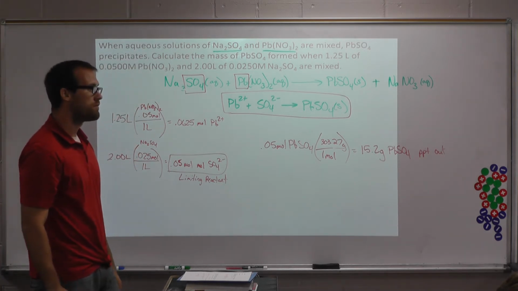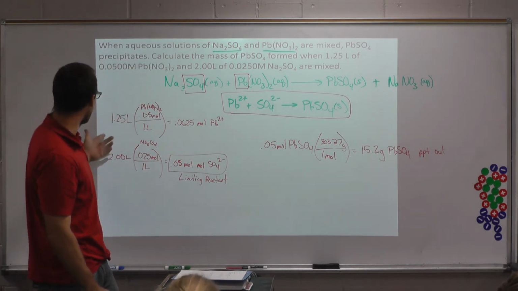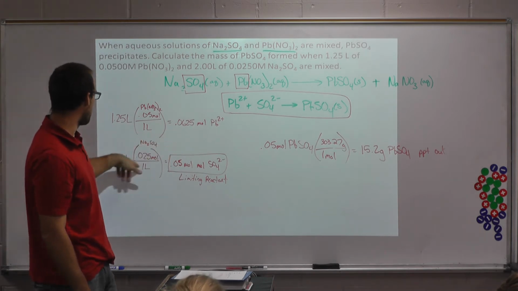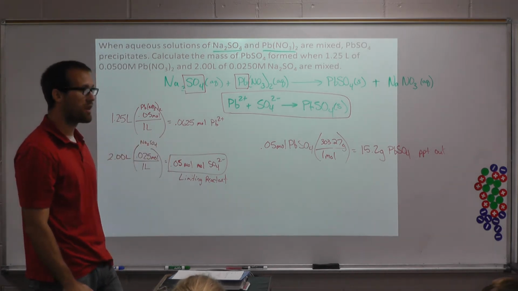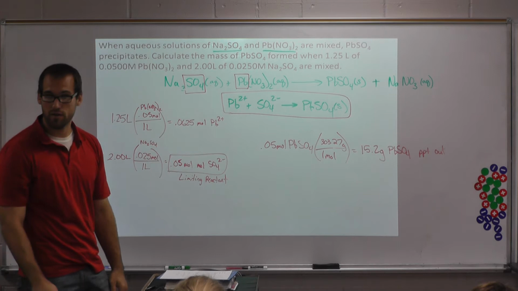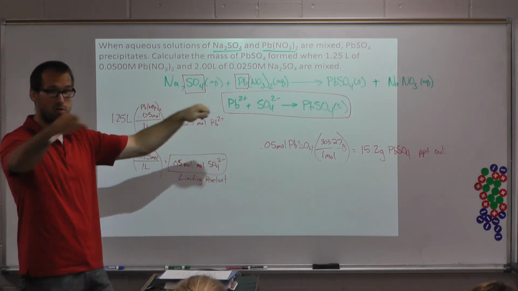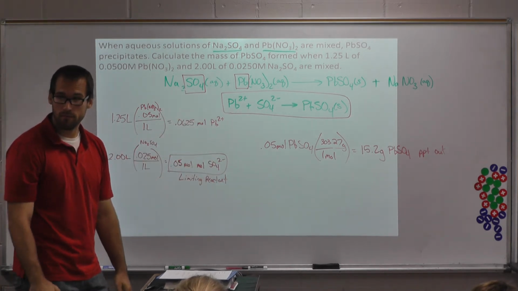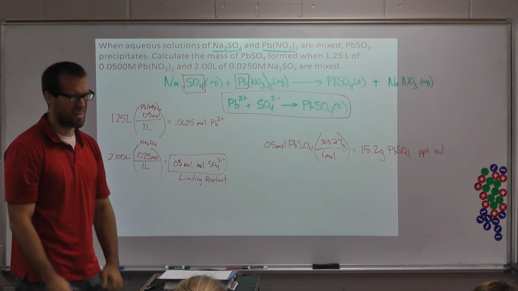Total volume. So it'd be 3.25. 0.05 divided by 3.25 would give you the concentration, right? Because remember, we're taking 2 volumes and mixing them. Got it? Does that kind of give you a big picture?